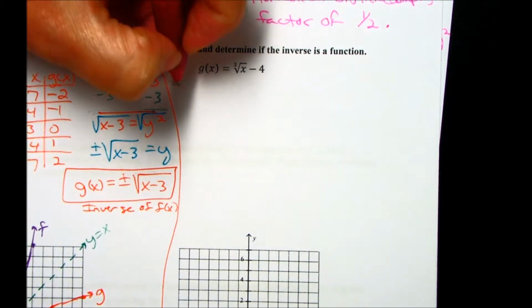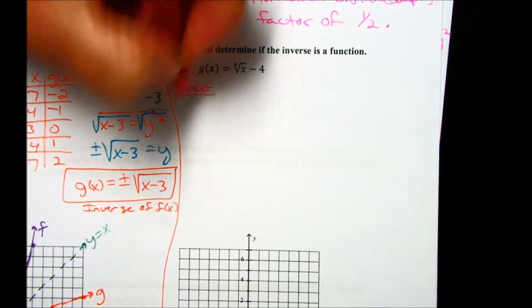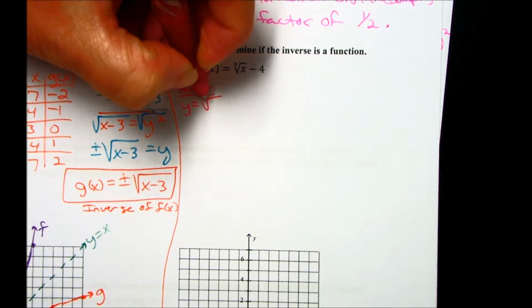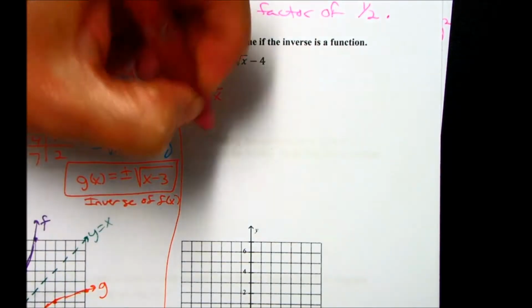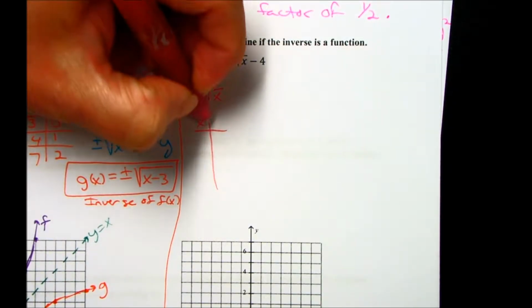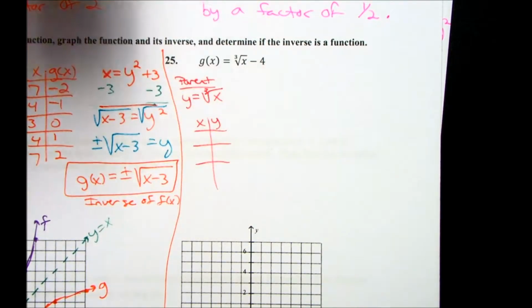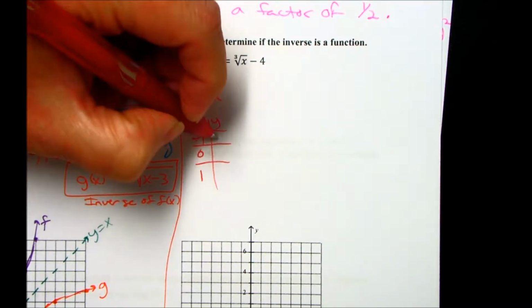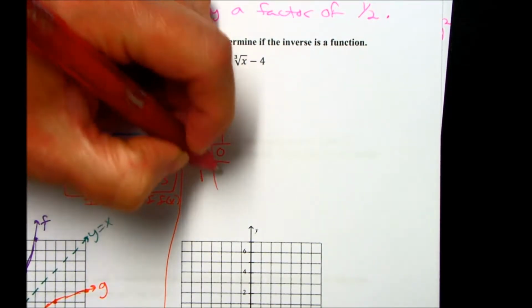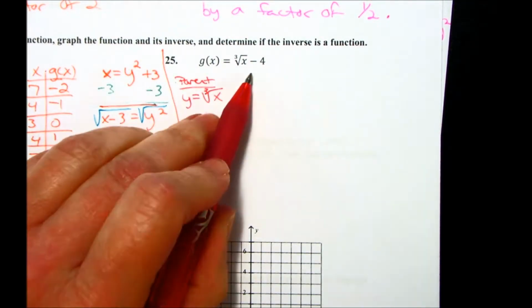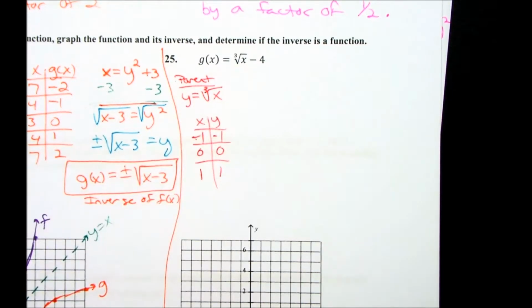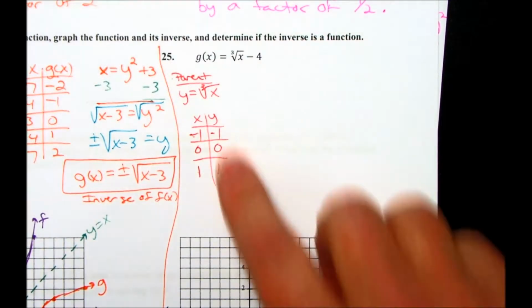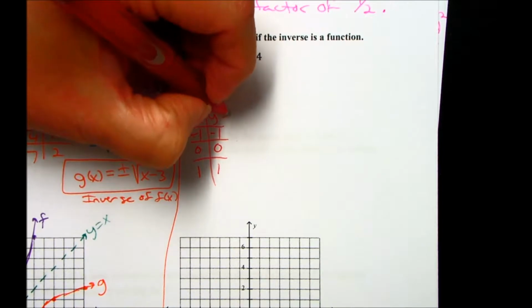Your parent cubed root is y equals the cubed root of x, and we can take a negative number to a cubed root, so we're going to just use -1, 0, and 1. The cubed root of -1 is -1. The cubed root of 0 is 0. The cubed root of 1 is 1. But then we have this -4, which means that we're going to move all the y coordinates down 4.